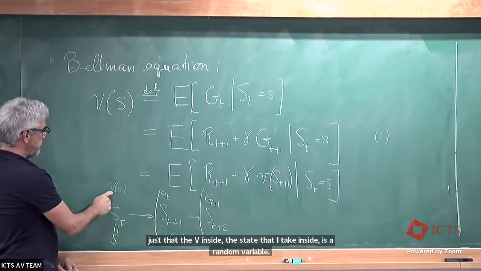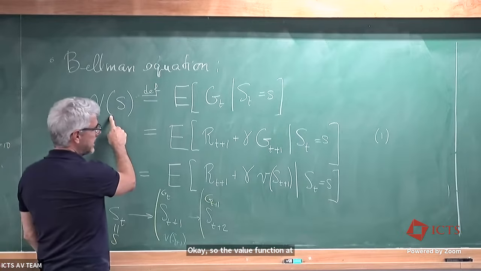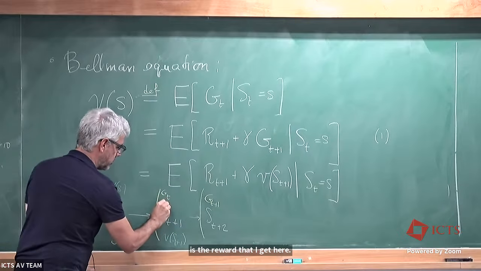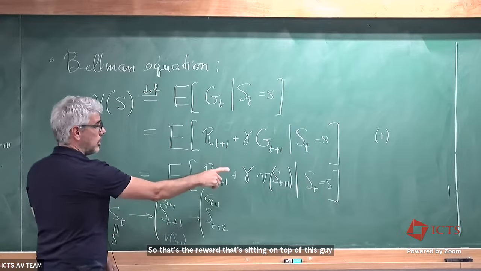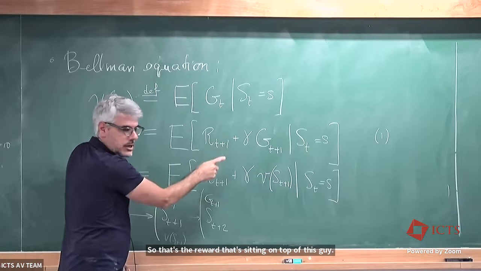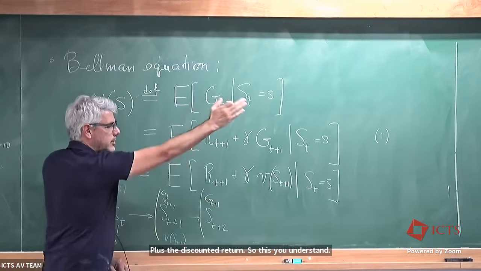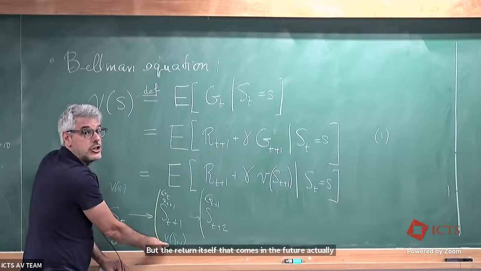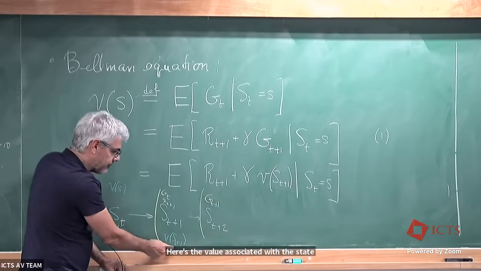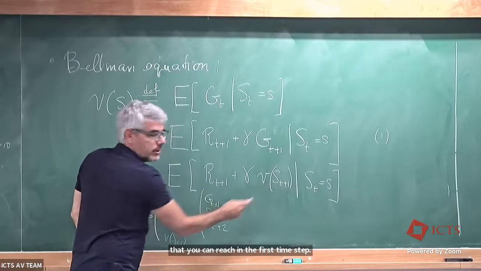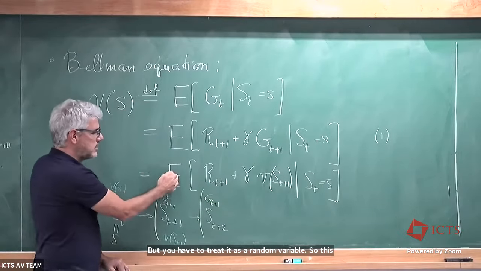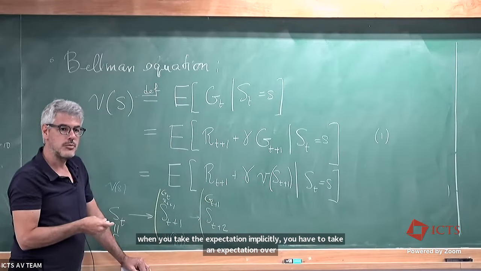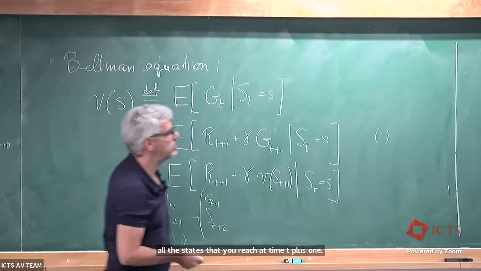So the value function at the state S at time t is the reward that I get here, the reward sitting on top of this state, plus the discounted return. This you understand, fine. But the return that comes in the future is actually the value associated with the state that you can reach at the first time step. But you have to treat it as a random variable. So when you take the expectation, implicitly you have to take an expectation over all the states that you reach at time t plus 1.